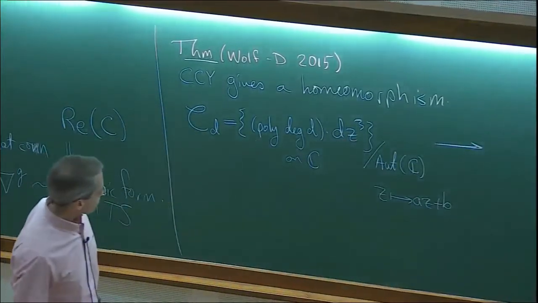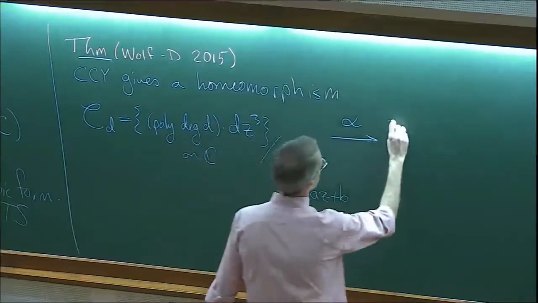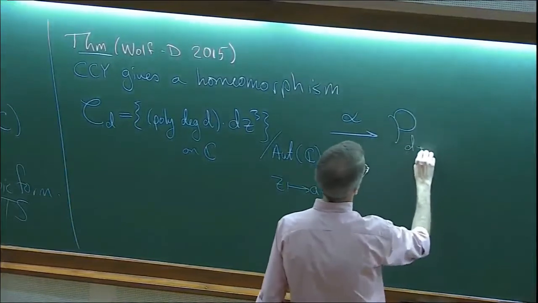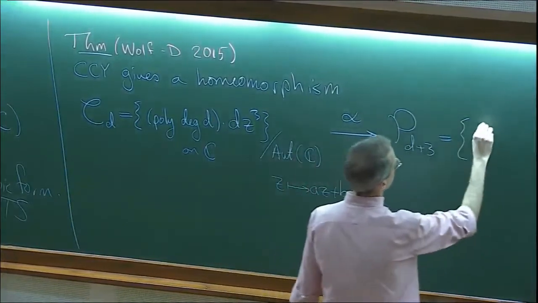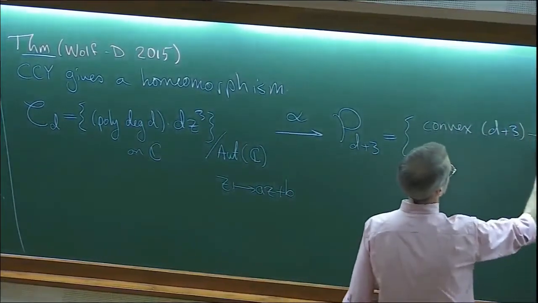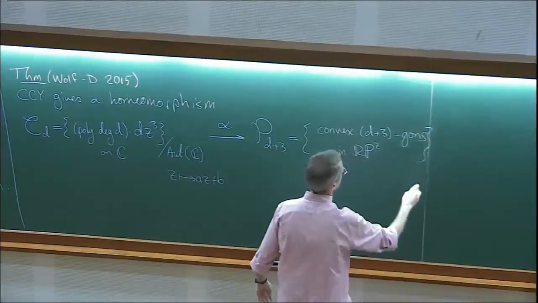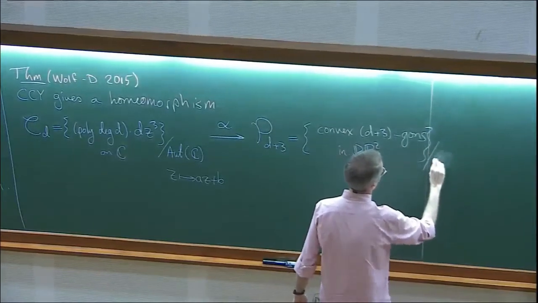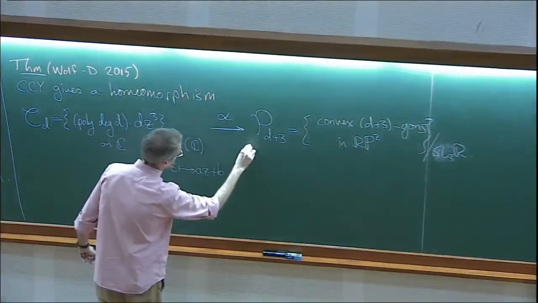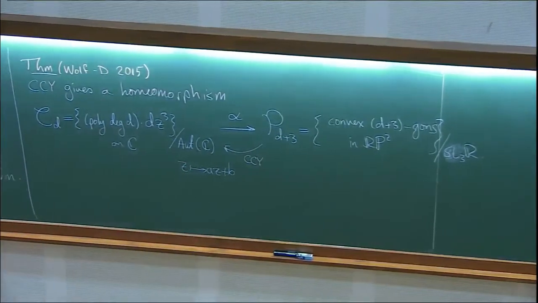So that's one space. It gives a map from this, and I'm going to call that map alpha, to PD plus 3. This is the space of convex polygons with D plus 3 sides or D plus 3 vertices in RP2 up to SL3R. So alpha here is an inverse to the Calabi-Yau correspondence that I introduced before.